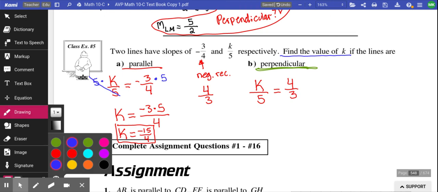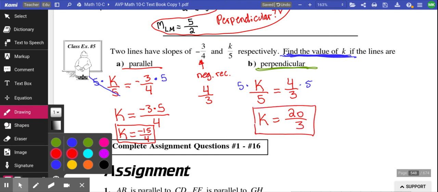Again, I'm trying to find k. So I have to get k by itself now that I've set up my equation. To do that, I need to multiply the 5 to the other side. Again, we only do it to the numerator. This means k equals 20 over 3. That would be perpendicular. So it's the value of k that would make that perpendicular to negative 3 over 4.